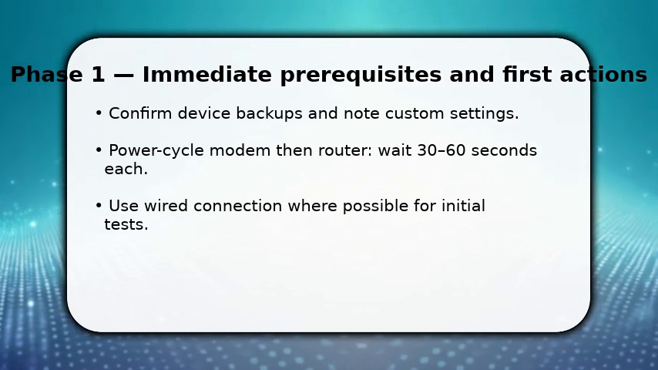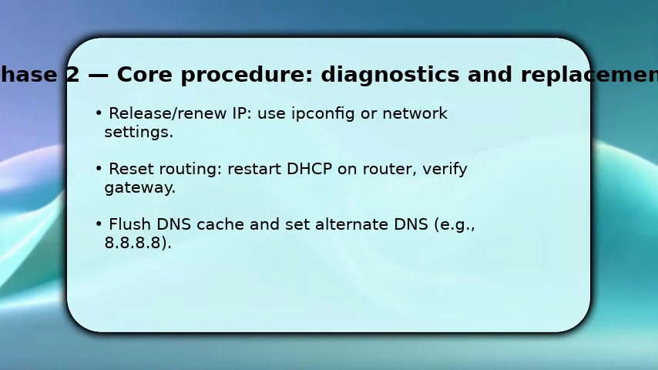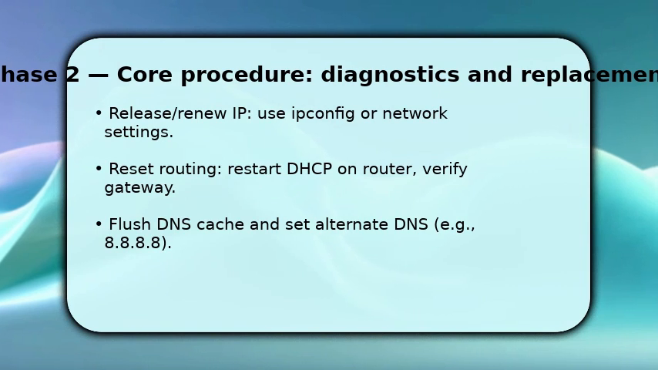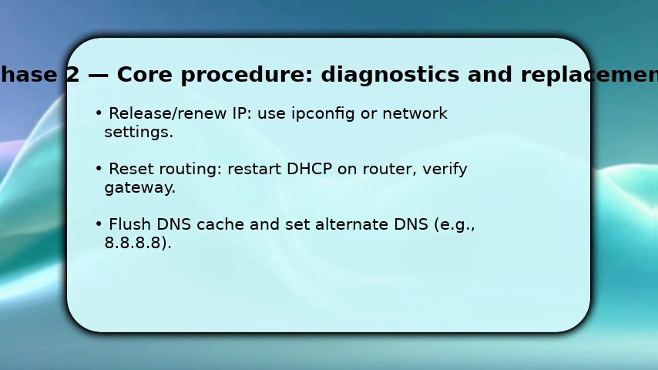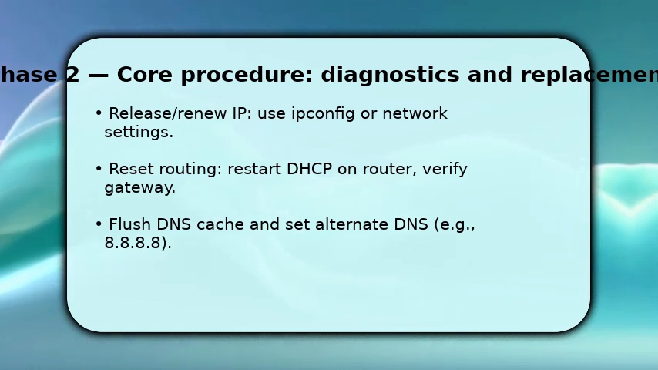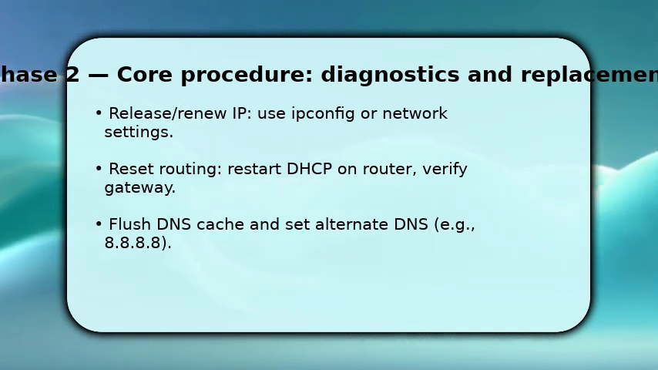You will now reset software network settings to eliminate stale state. On the client, run a release/renew of the IP and flush the DNS cache. This forces fresh network configuration. Then, log into the router, restart its DHCP service, and confirm the gateway and subnet are correct. Make sure no IP conflicts exist.